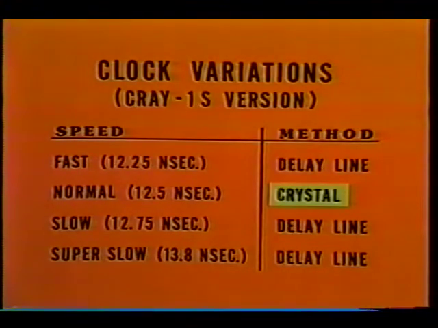With the advent of the Cray 1S, the delay line clock for normal speed was replaced by a crystal. This produced improved stability under normal running conditions. The other 3 clocks continue to be controlled by delay lines. All clock speeds remain the same.